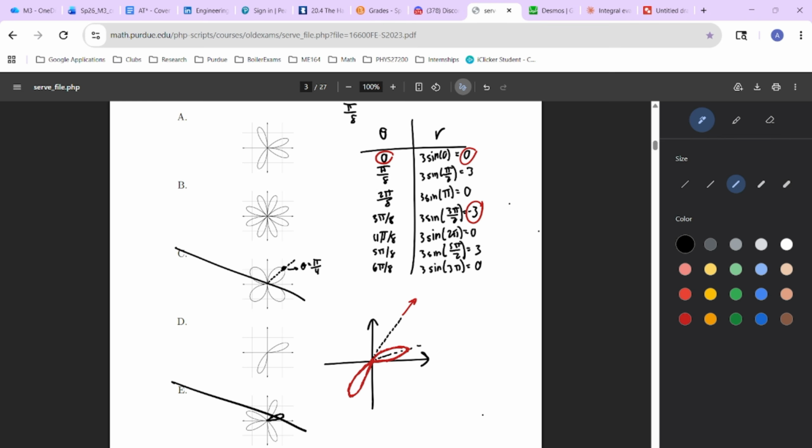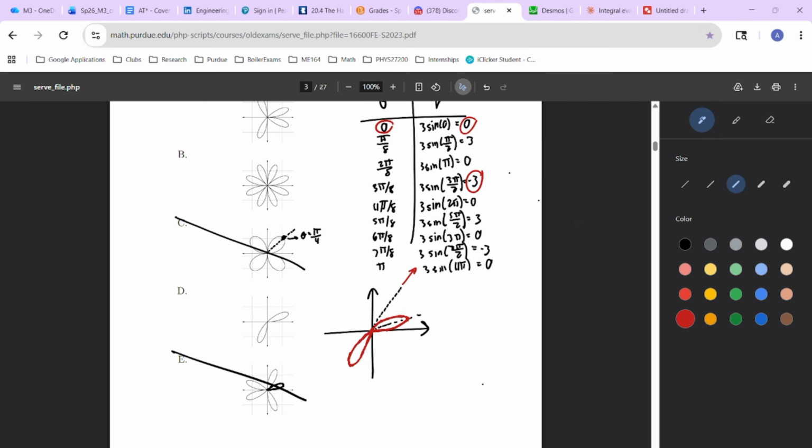That would become 0. So 7 pi over 8, I do the same thing. 3 sine of 7 pi over 2. That would be equal to negative 3. And then finally, at pi, 3 sine of 4 pi would be equal to 0. And with that, we can plot out the rest of our values here.